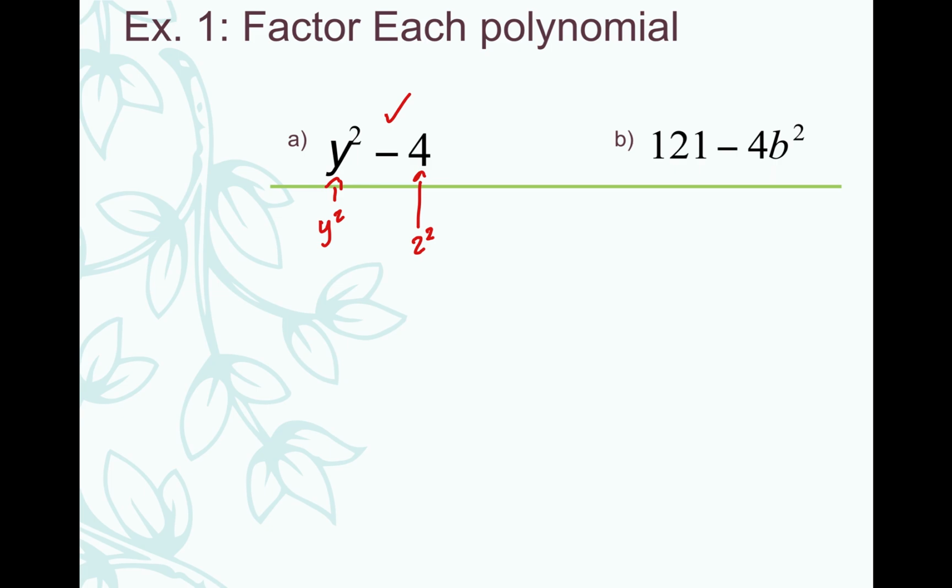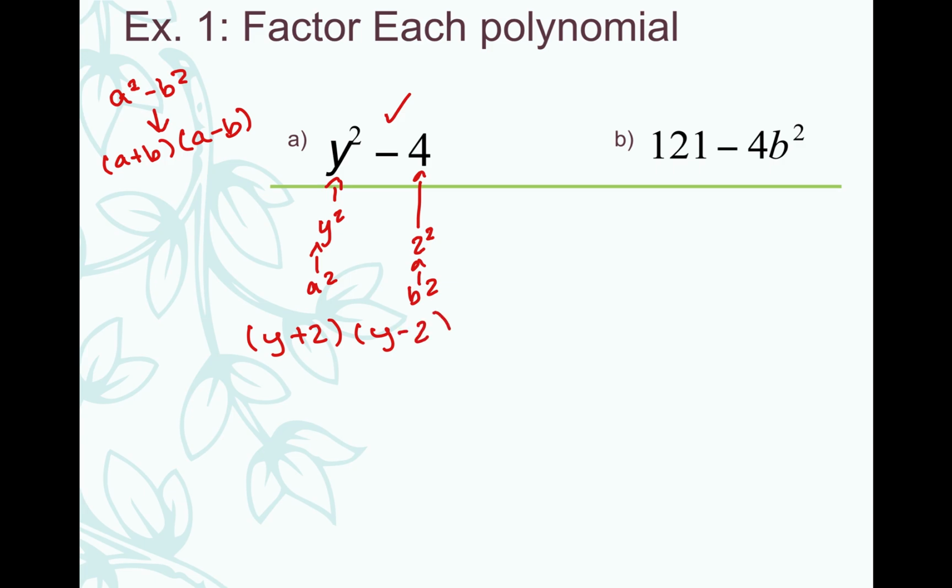Now if we remember, a squared minus b squared can be factored as a plus b, a minus b. Well, in this case, a is y, b is 2. So when I factor that, this is going to be y plus 2, y minus 2.